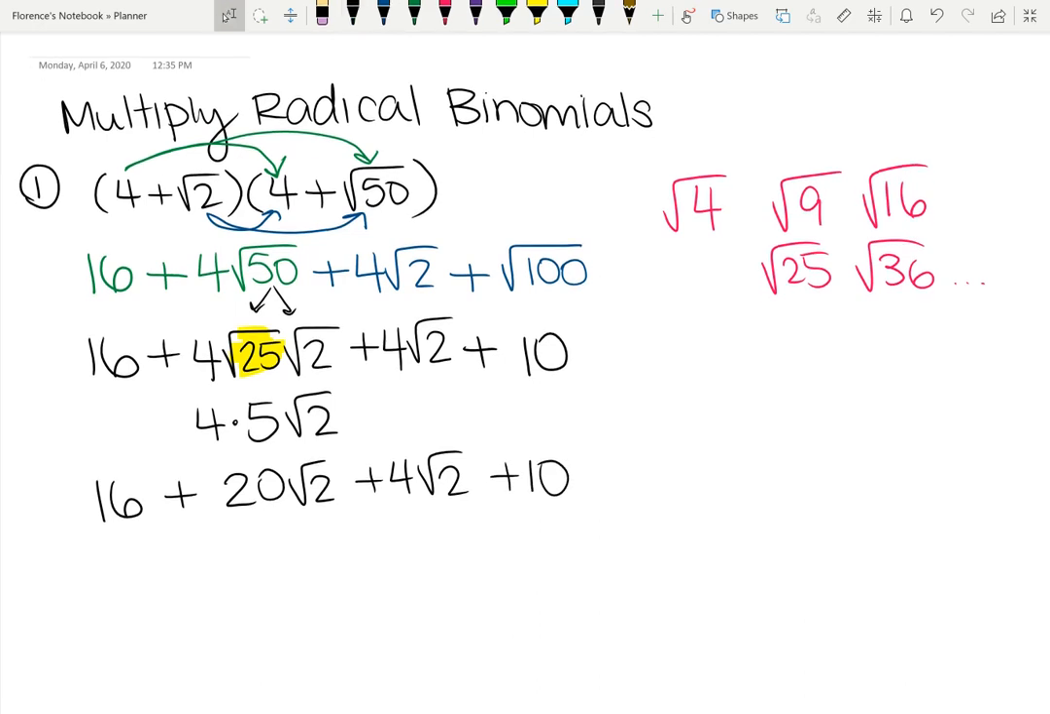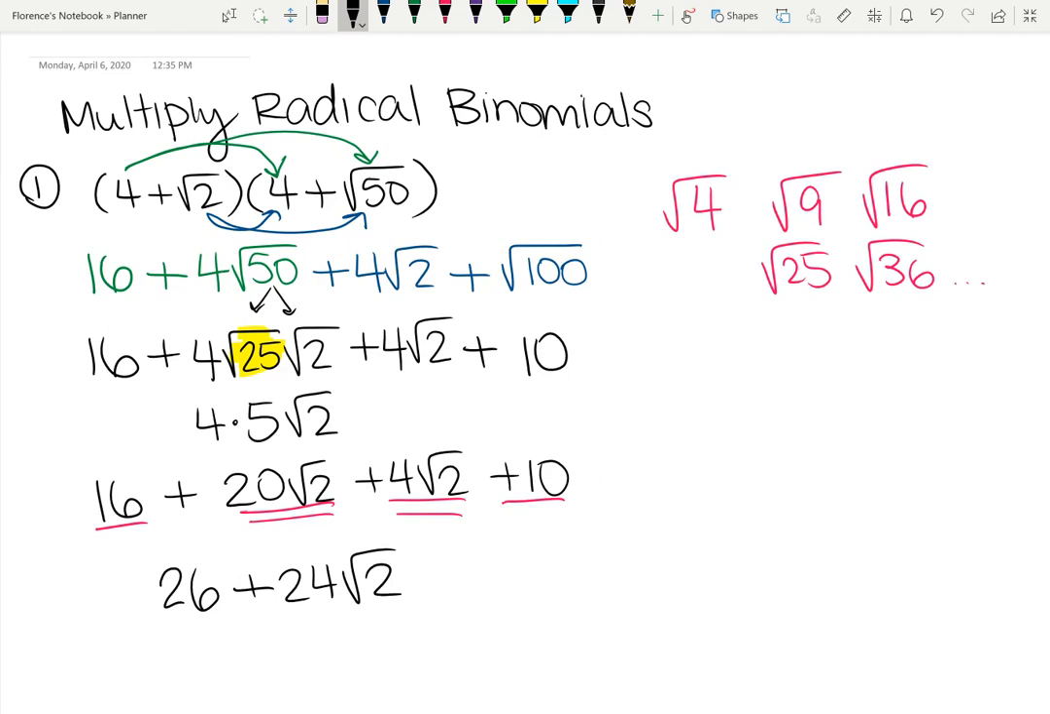Okay, I've simplified all the radicals. Now I can look to add like terms. And in this case, I see that I can add 16 and 10, right? So 16 and 10 go together. 16 plus 10 is 26. And I can also add these two together because they are like terms. They both have radical 2, so I can add those together. See, 20 plus 4 is 24, radical 2.